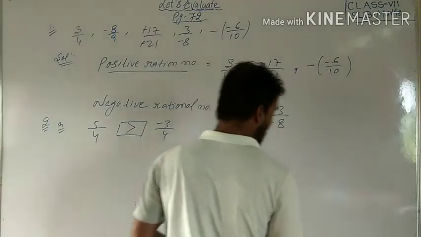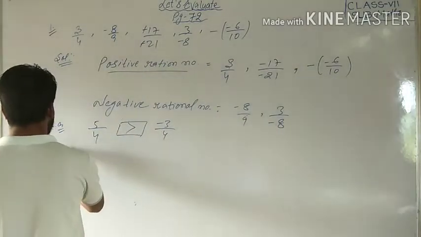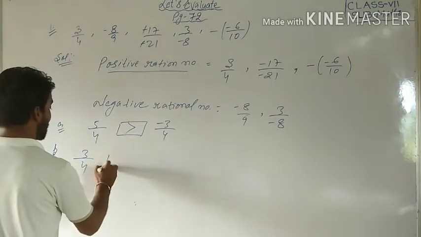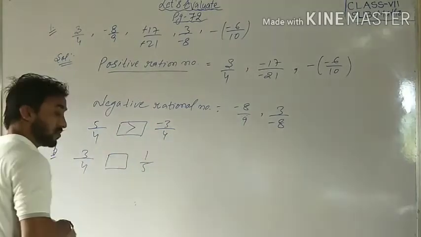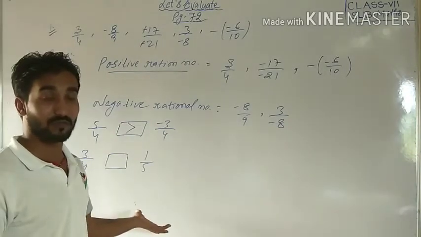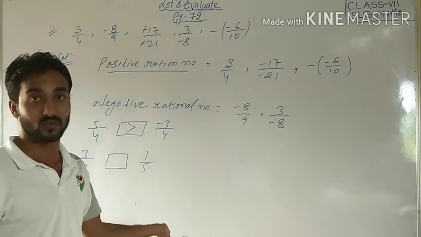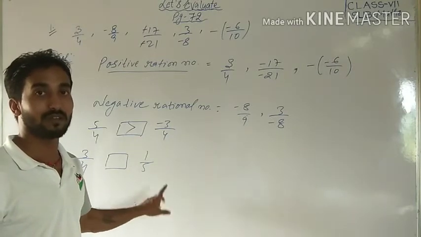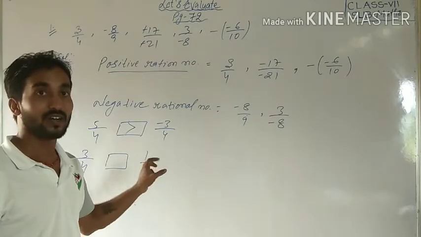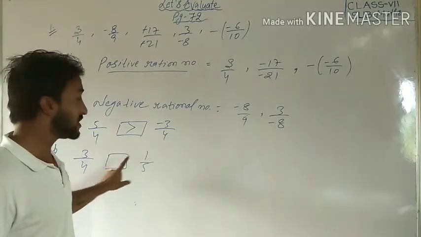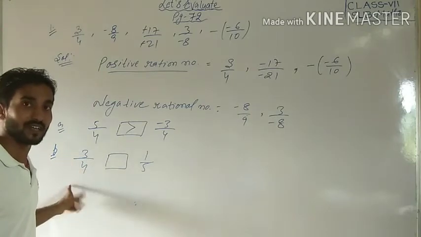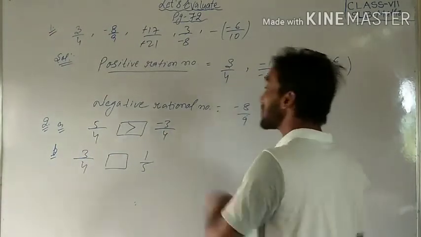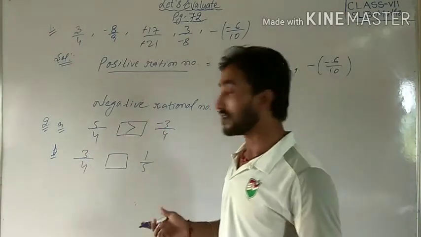Now students, see question number B. It is 3 by 4 and 1 by 5. Now what will we do? Both are positive rational numbers. In such circumstances, either we first make the denominators equal, making them like fractions, or we divide the numerator by its denominator, and the number that comes out greater is the greater fraction.